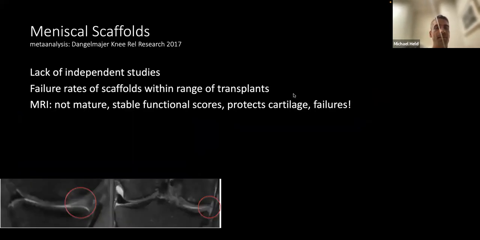And here is just some studies or some evidence around these scaffolds, meniscus scaffolds. There's just very few independent studies. Most of them are financed through the industry. And they are similar to the transplants, but obviously the transplants are usually done in patients with a lot more meniscal tissue missing.